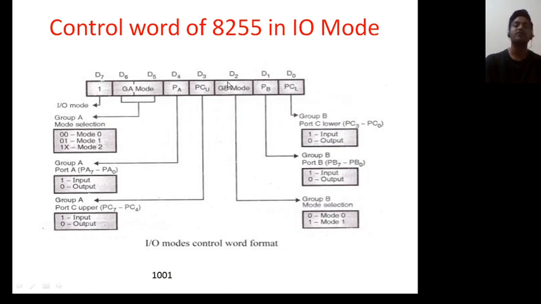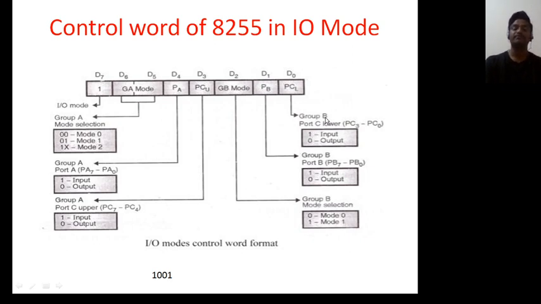Now next is the mode selection of port B. You know port B works in either mode 0 or mode 1, so the maximum is 1. To represent 1 we require only 1 bit, so only 1 bit is assigned for it: 0 for mode 0, 1 for mode 1. Next is the port B function. If its value is 1, it works as input. If its value is 0, it works as output. Then PC lower, the LSB bit: again for PC lower, 0 means output function, 1 means input function.